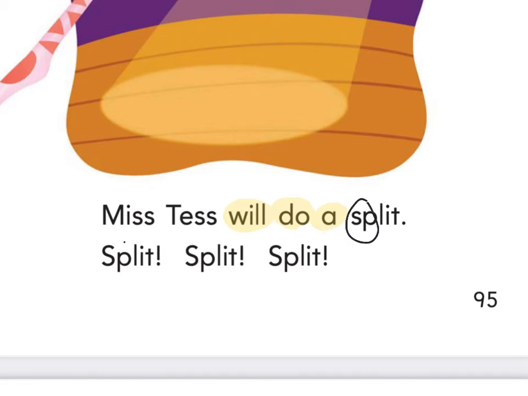Split. Split. Split. Ooh, this book's pretty easy today. If we practice reading it to ourselves before we read it together. Press pause at home. Practice reading this page 3 times. And then press play to read together.